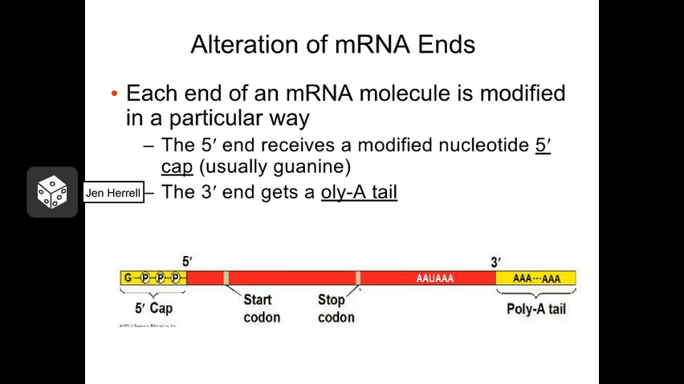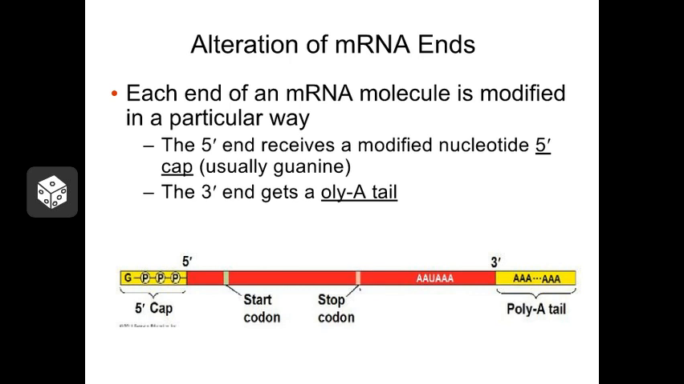Special molecular caps and tails are going to be added to the ends of the transcript. This is done for three reasons. First, the addition of these molecules helps protect the transcript from enzymes that might otherwise chew them up. Second, these caps and tails help the transcript leave the nucleus through one of those big complicated nuclear pores. And third, these caps and tails help the transcript attach to a ribosome so that translation can begin.